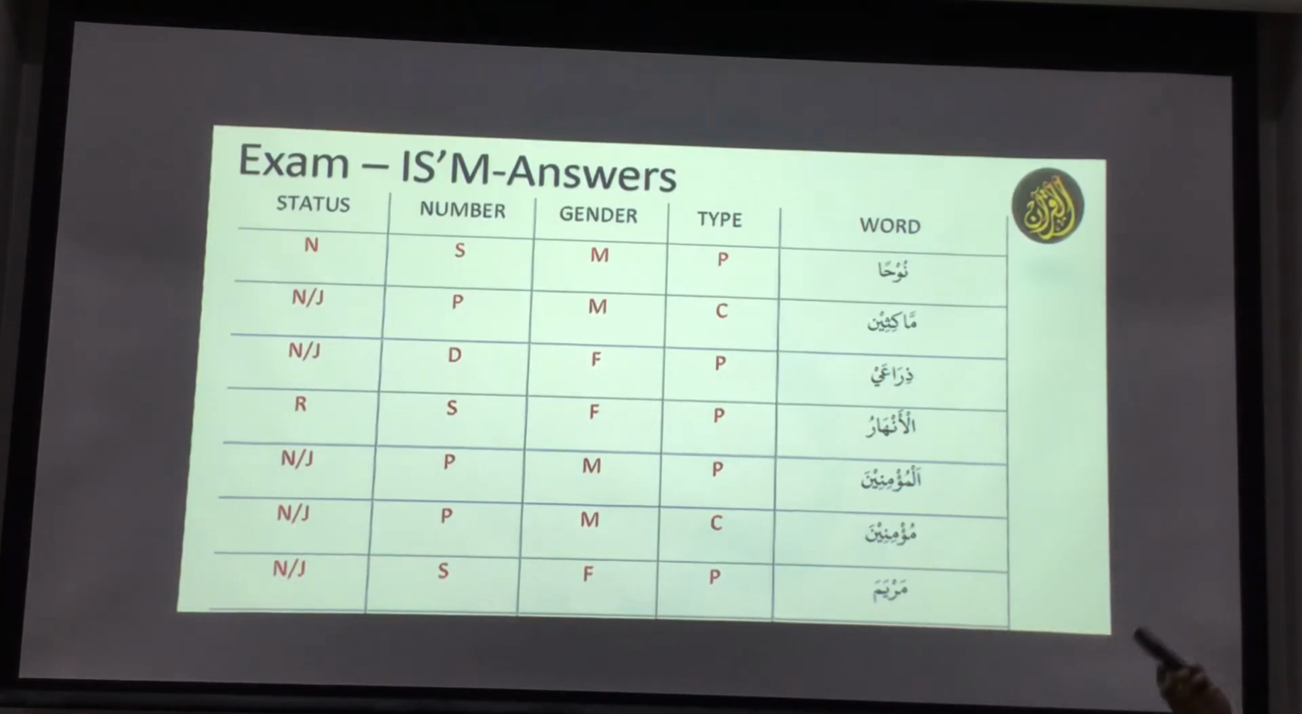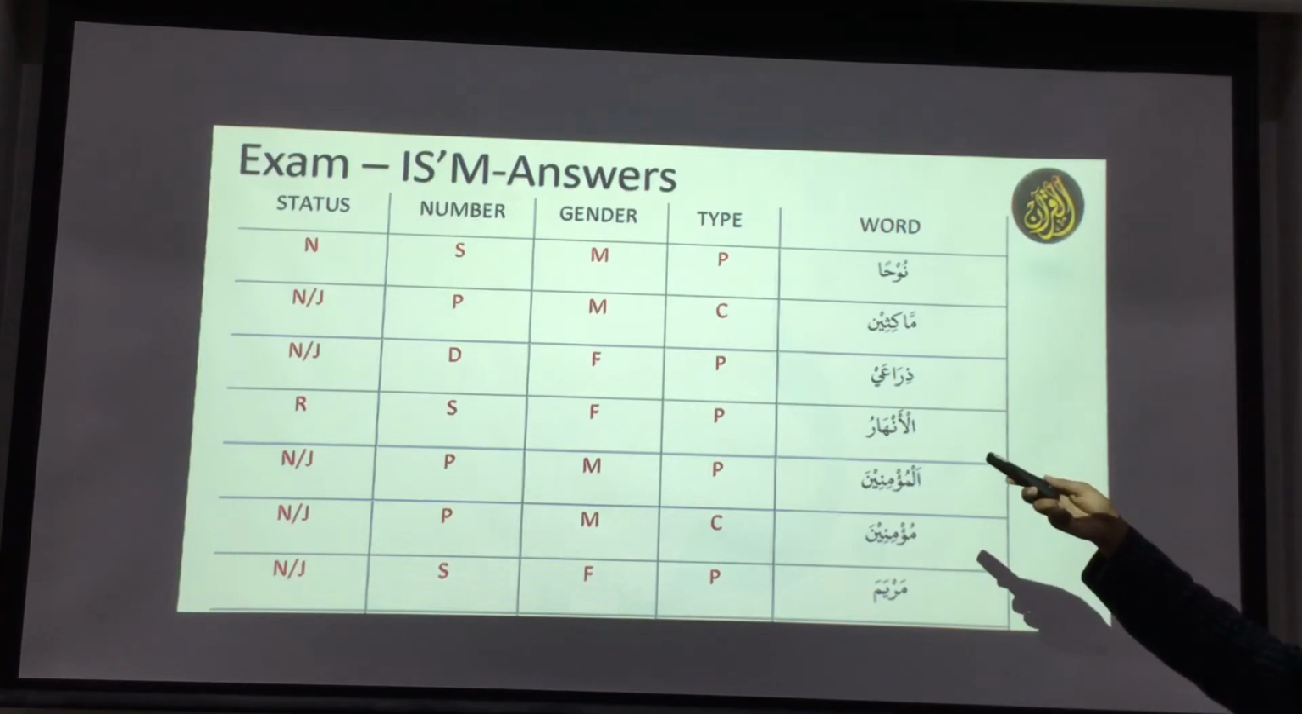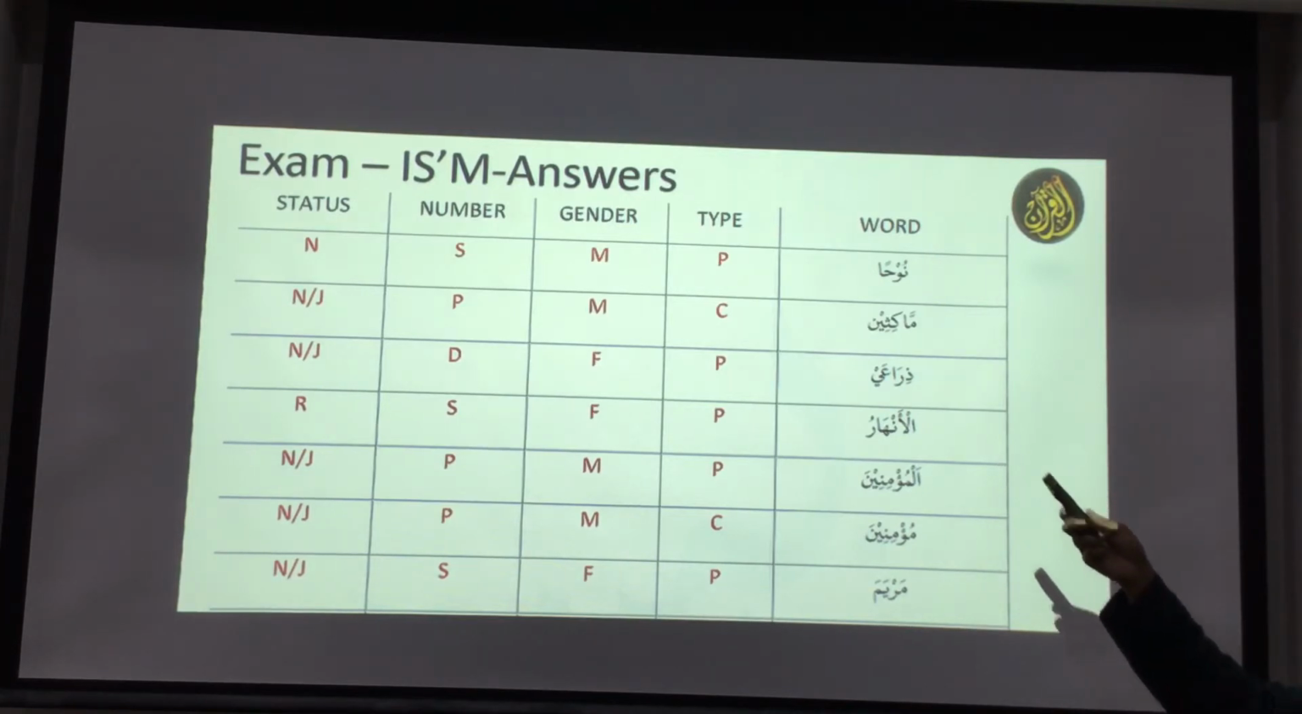So Nuhan obviously is the Prophet Nuh, and the status is nasab because Nuhan. Nuhan can take all things. Nuh is an exceptional word. So Nuhan can take everything, and the number is singular because it is Prophet Nuh, and the gender is masculine and the type is proper because it's a name.